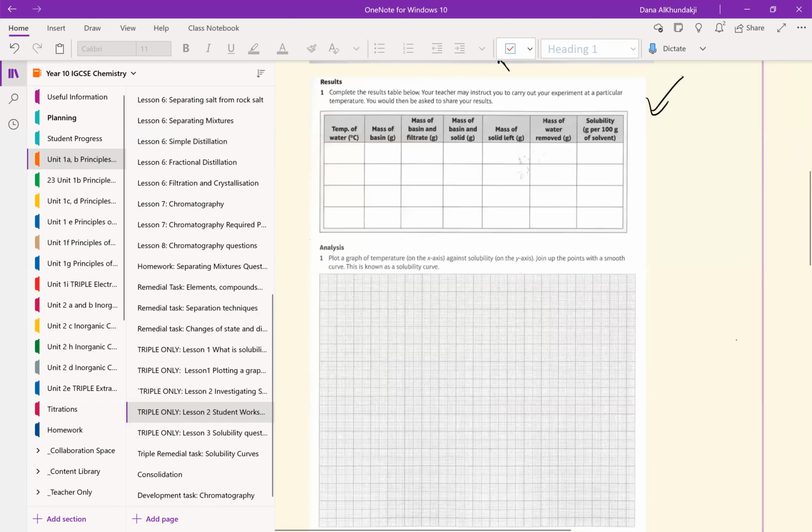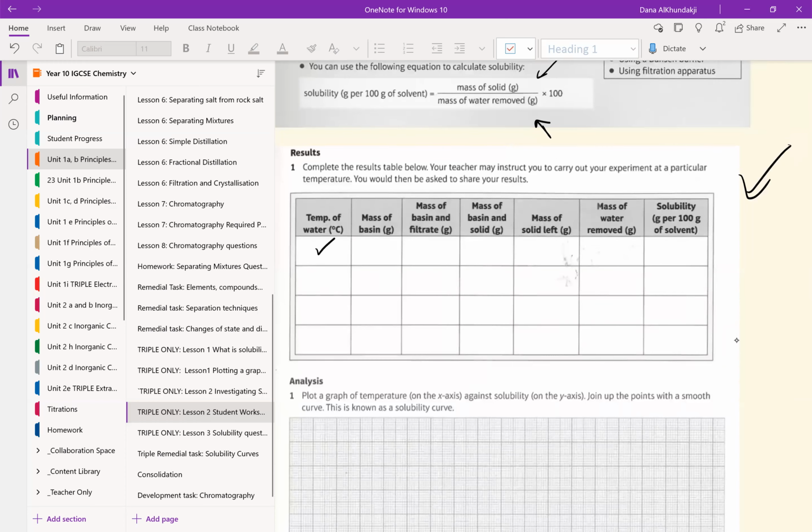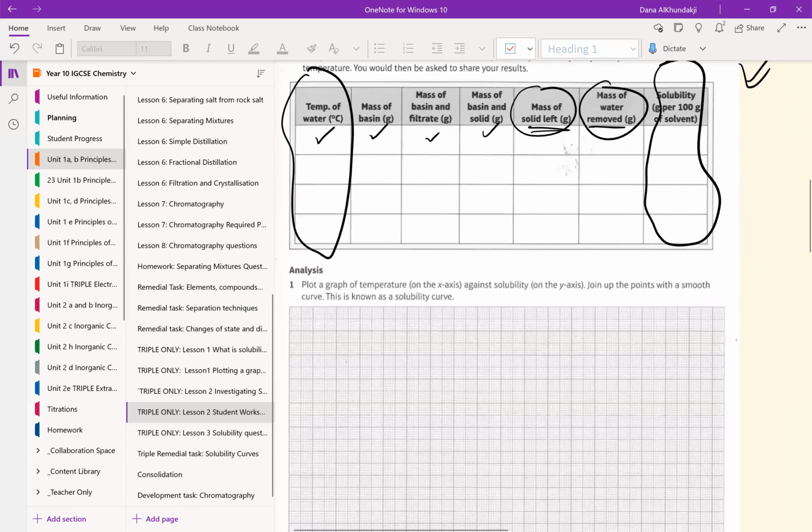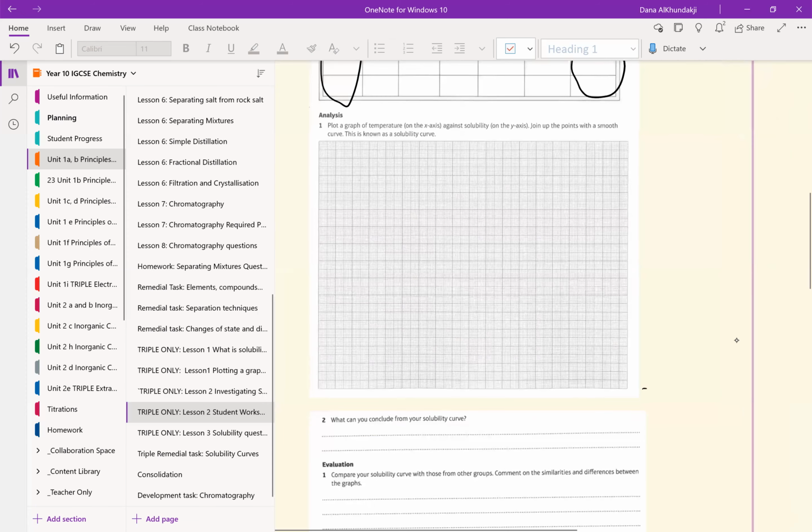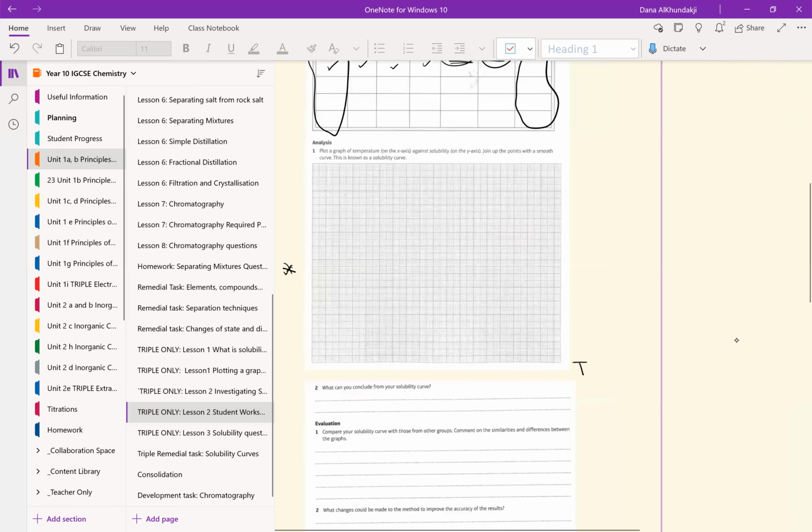And then at a specific temperature, you have the mass of the basin and the mass of the basin with filtrate. And then eventually after you have the solid, you will subtract these like we did in the previous step to get the mass of each one. And then the solubility is the mass of solute, the solid, divided by the mass of the water. Then you're going to take your solubility and your temperature and plot them over here. So here you're going to have your temperature, and here you're going to have your solubility on your y-axis, okay?